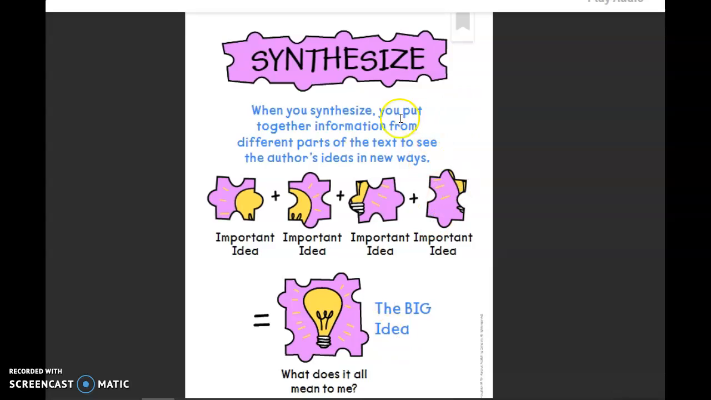So again, looking at this chart, it tells us when you synthesize, you put together information from different parts of the text to see the author's ideas in new ways. So you have an important idea plus an important idea, another important idea, and maybe even another important idea, and when you put it all together, it's the big idea. And then you ask yourself that I wonder question, what does it all mean to me?